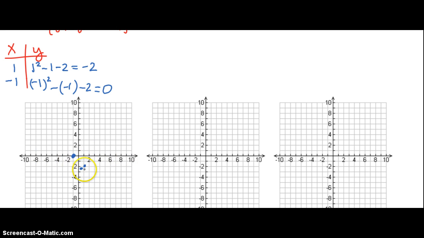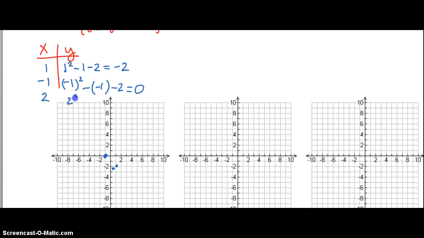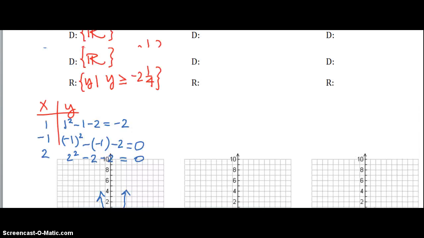Boy, it'd be nice if I could figure out the number for the y-axis. Well, let's try 2, because it looks like 2 might land on 0 also. So 2 squared minus 2, oh, minus 2. That's going to be 4 minus 4. It does equal 0, so I was right. So there's 3 points. Here's my vertex. There's that nice point that I accidentally found. And then there's 2 other points. So there's my parabola. Now let's go back and recap what we already know.